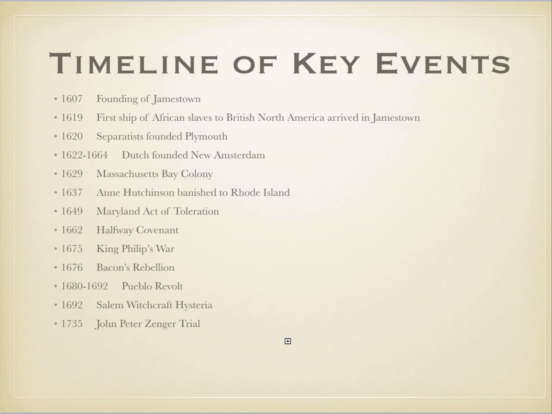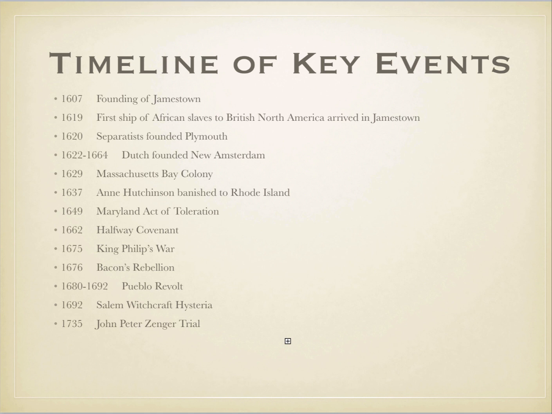The Halfway Covenant: these initial Massachusetts Bay settlers who were there for religious reasons, the second and third generation was becoming less religious. So that would make it impossible for them to be full members of the colony. So the Halfway Covenant basically made it easier for those younger people to still be members of the colony, to not have to go through, for example, the religious conversion.